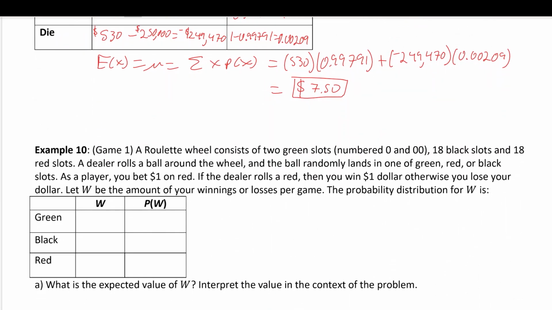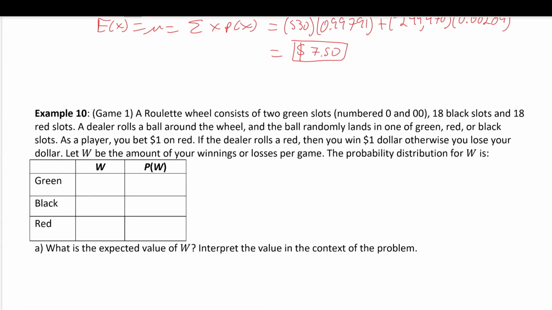All right, no more talking about death. Let's talk about games here. Example 10 says, a roulette wheel consists of green slots, which are numbered 0 and 00, and then 18 black slots, 18 red slots. A dealer rolls a ball around the wheel, and the ball randomly lands on one of the green, black, or red slots. Now, a roulette wheel has a bunch of numbers also, but right now we're just considering colored bets. They can be either green, red, or black. That's the type of bet we're making.